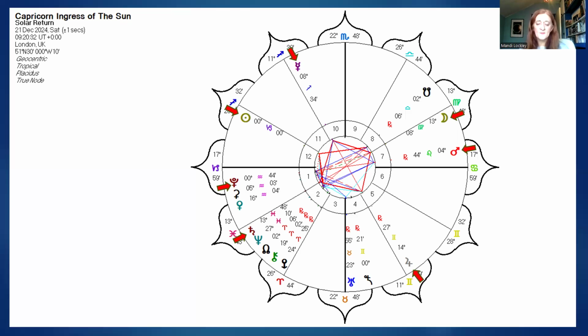Now, the final aspect I'm going to talk about, just talked about Jupiter. They're in the fifth house. And in the second house, I've just put an arrow on Saturn as well. Jupiter is square Saturn in this chart. And it's a long running square between Jupiter and Saturn. There was one in April 2024. And this second square between Jupiter and Saturn is going to be exact on the 24th of December. So just 3 days after this ingress chart.